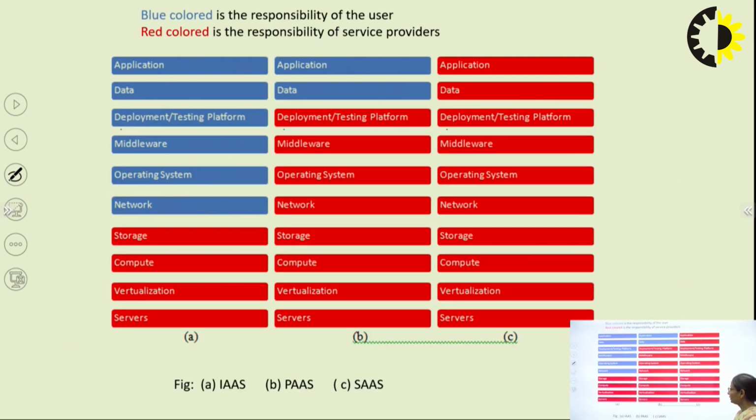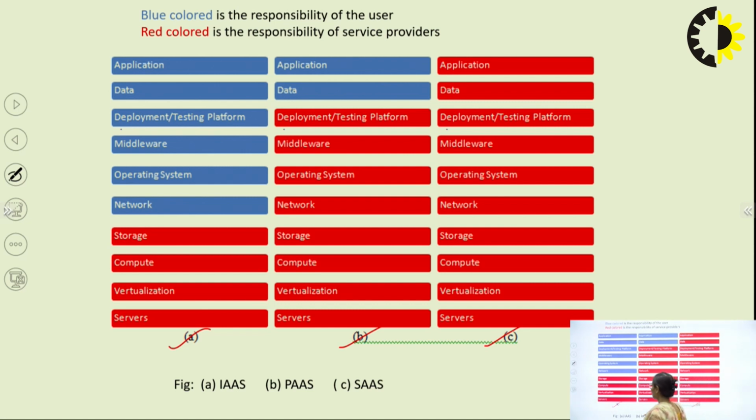Now, in this figure, it is clear what is IaaS, PaaS and SaaS. If we look at the figure, this is IaaS, this is PaaS, and this corresponds to your SaaS. In IaaS, the red colored is the responsibility of the service provider, that is what we are having in the domain of the service provider, and the blue color is showing what is present at the user, that is at the customer end.